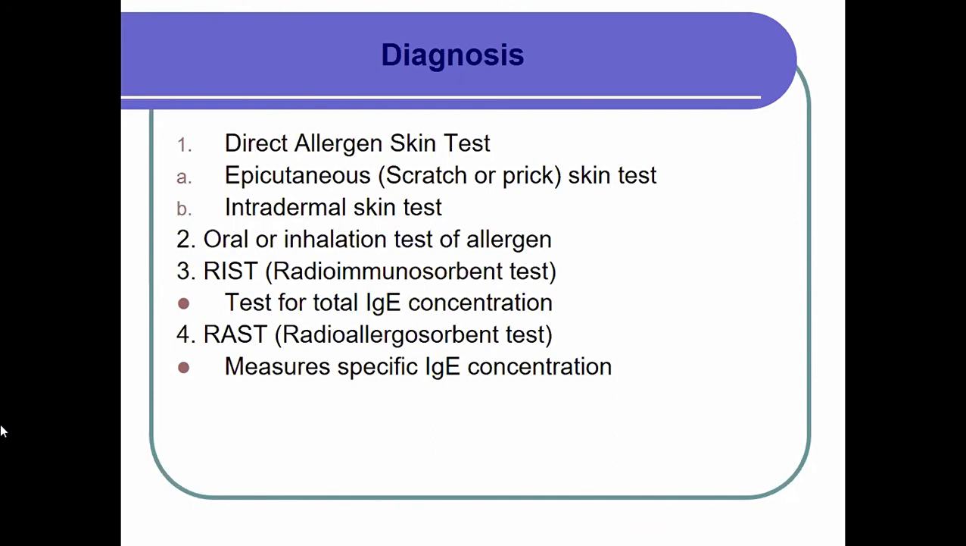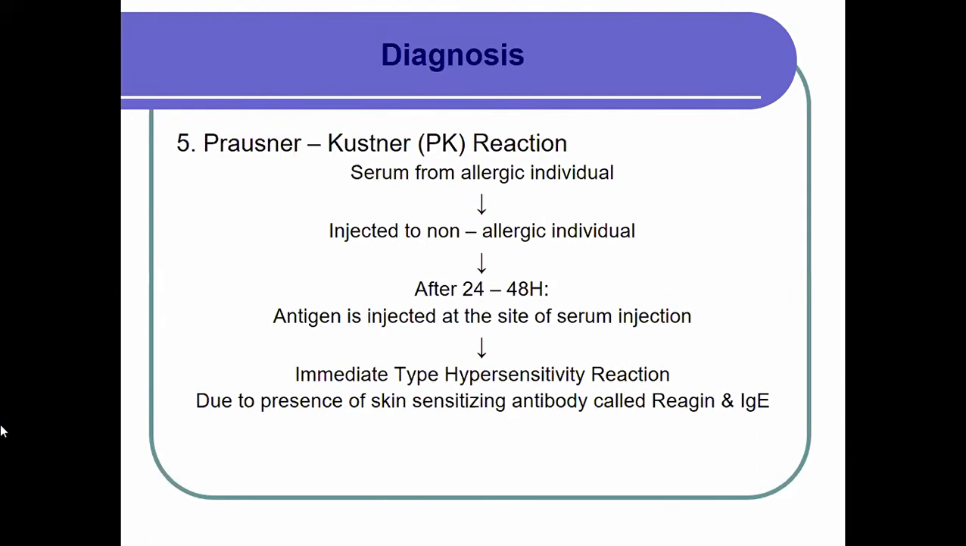And then we have the RIST and the RAST. The RIST or radioimmunosorbent test tests the total immunoglobulin E concentration, whereas the radioallergosorbent test refers to identification of specific immunoglobulin E concentration. So RIST is total, whereas the RAST is specific IgE concentration.